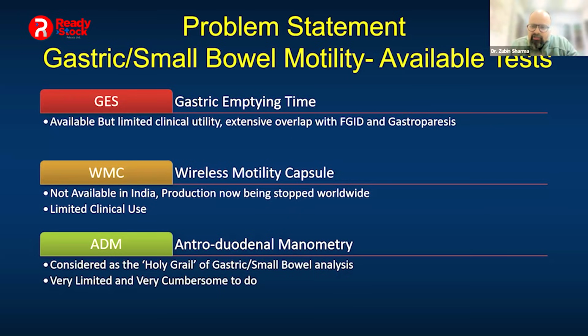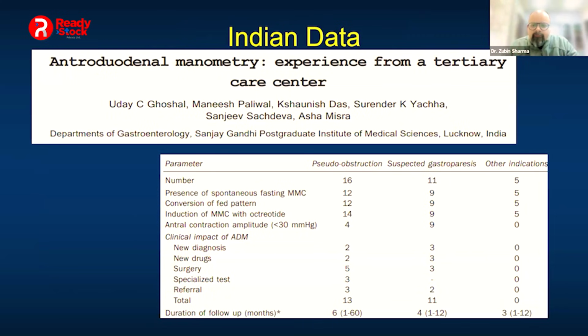It is limited. It used to be cumbersome, but with time, with the new catheter that we have now, it's becoming much easier. One of the first studies on ADM came from SGPGI. Dr. Ghoshal did the study. And they did show that new diagnoses, new drugs, surgery, and specialized tests could be identified in a lot of patients who were suspected to have pseudo-obstruction as well as gastroparesis.